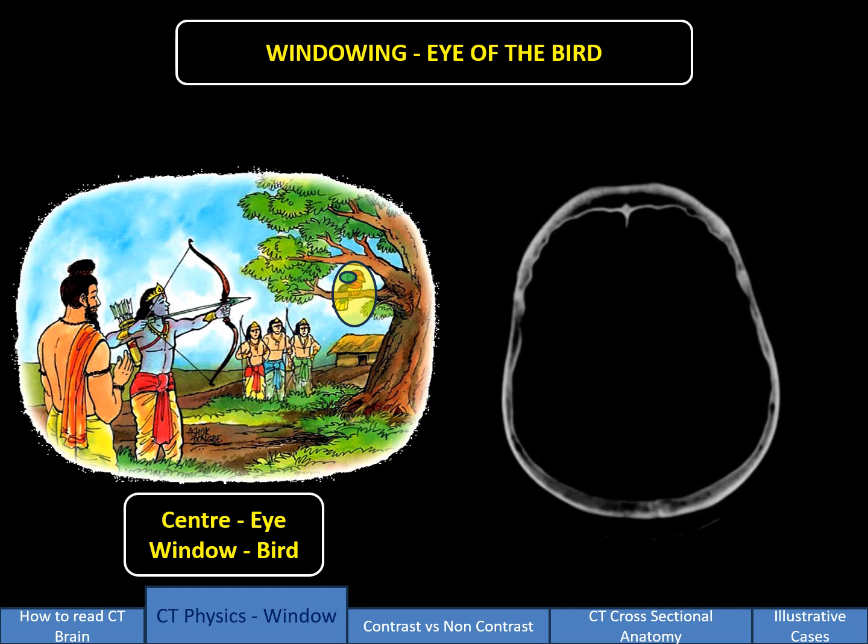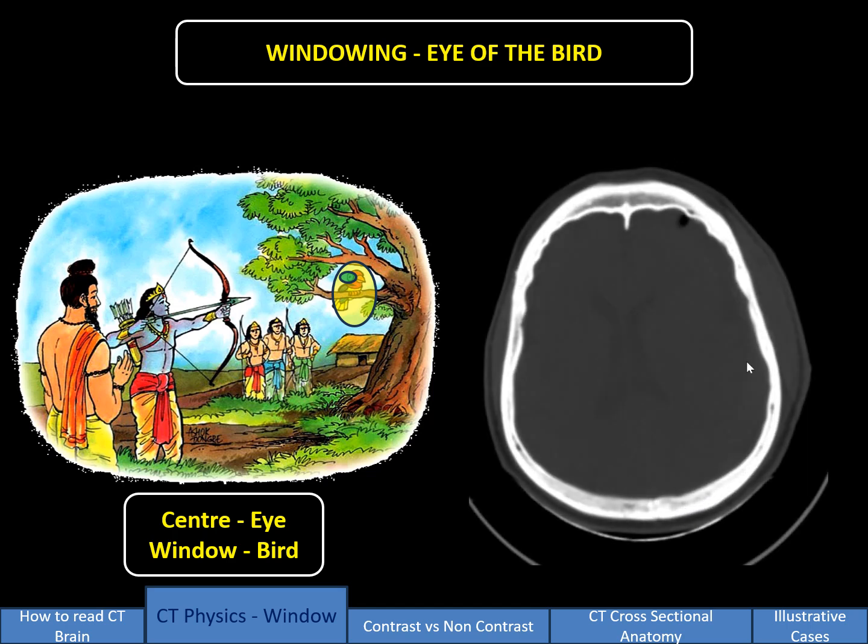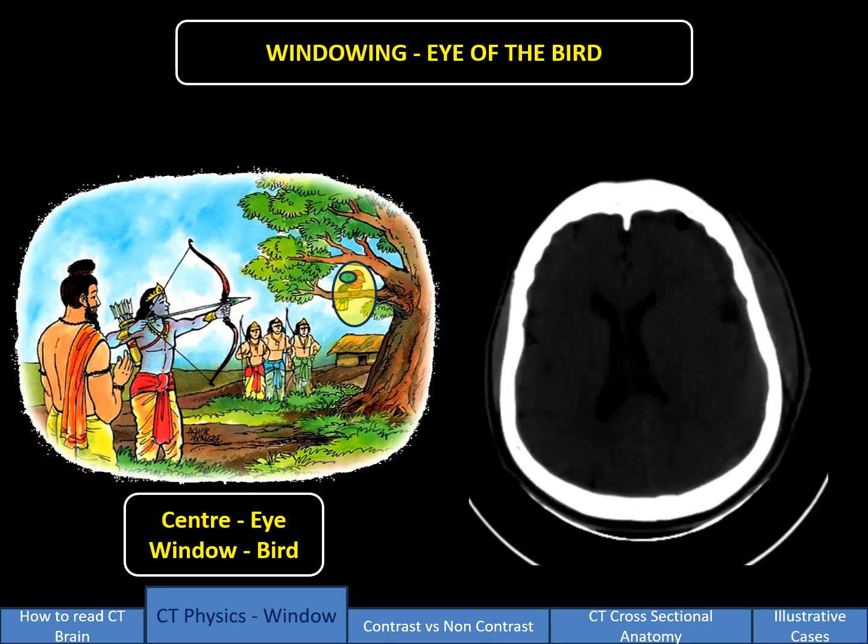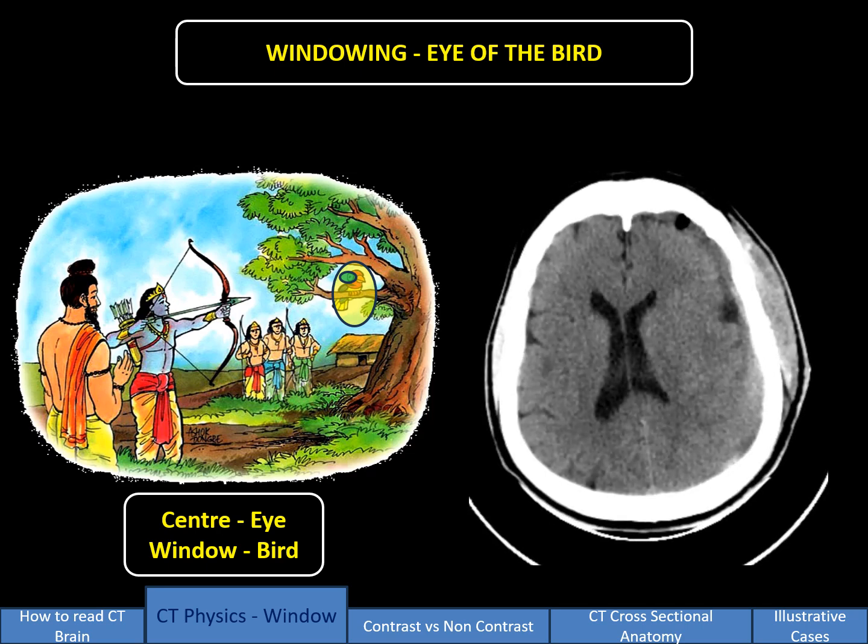The bone is better appreciated in this bone window. We are able to see that there are a few areas of blackish which is seen in the bone window. So single slice, once we change the grayscale, we are able to see different structures in it. So that is called windowing.